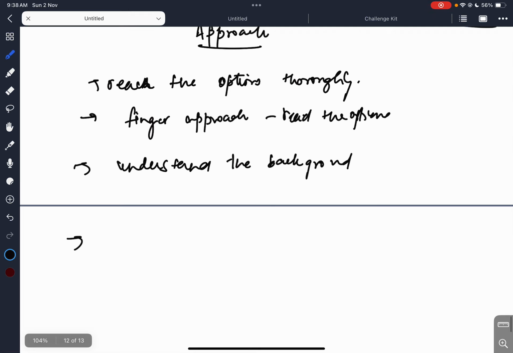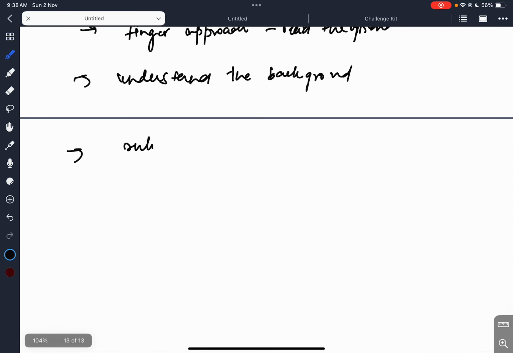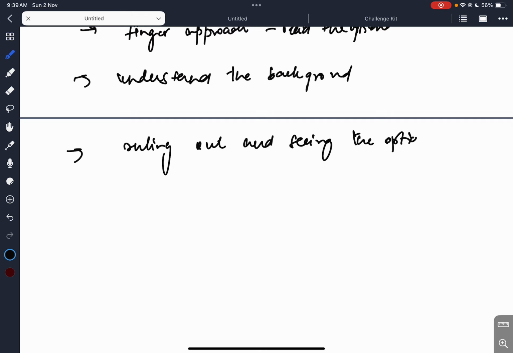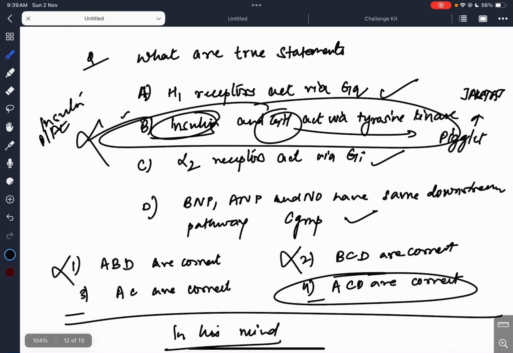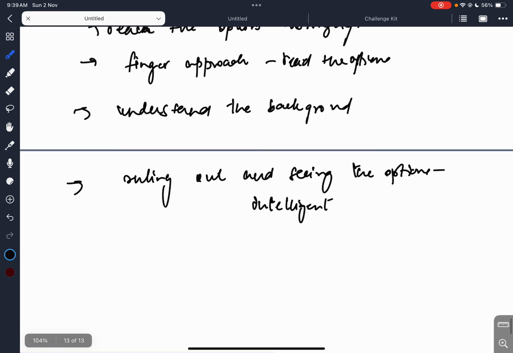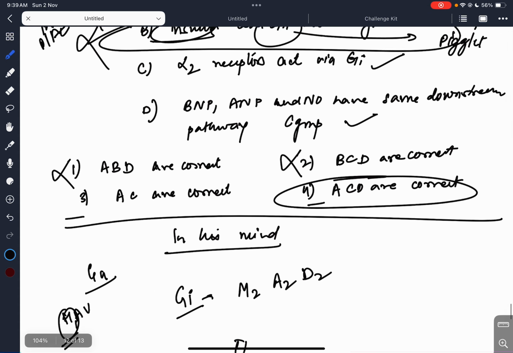And thirdly, always have the habit of ruling out while seeing the options, so that I can arrive at an intelligent answer rather than doing hard work. If I can directly rule out that B is the wrong statement over here, I can directly come to the answer. So rule out, and always be firm that if one option is wrong, it is not a part of my answer.